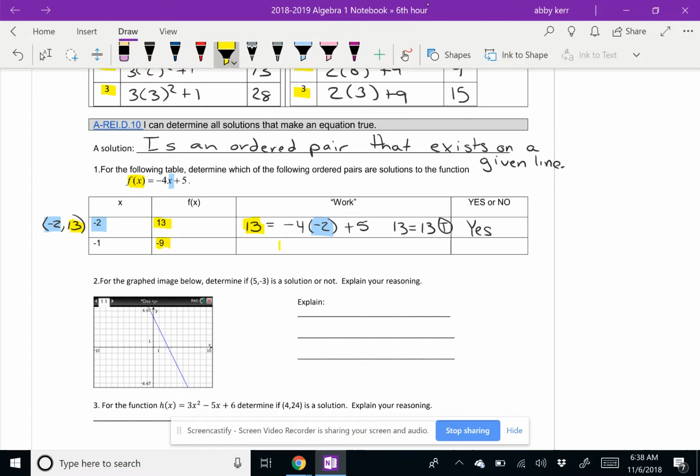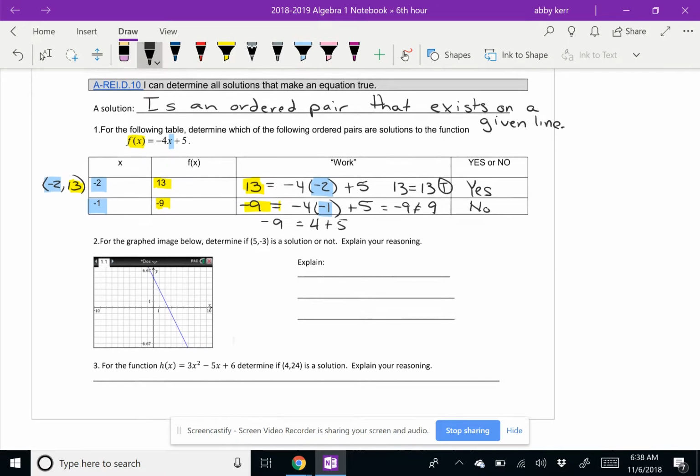Now you're going to do the same thing. You're going to plug in -9 equals -4 times -1 plus 5. So -4 times -1 is 4. Now you're going to get -9 equals 9, which is not true. So since you got a false statement, it is not a solution to the ordered pair.